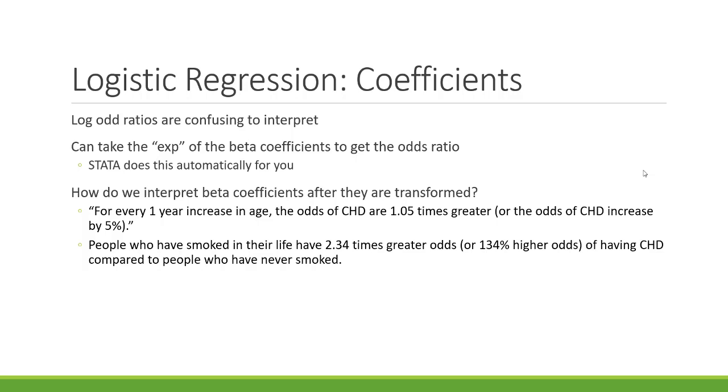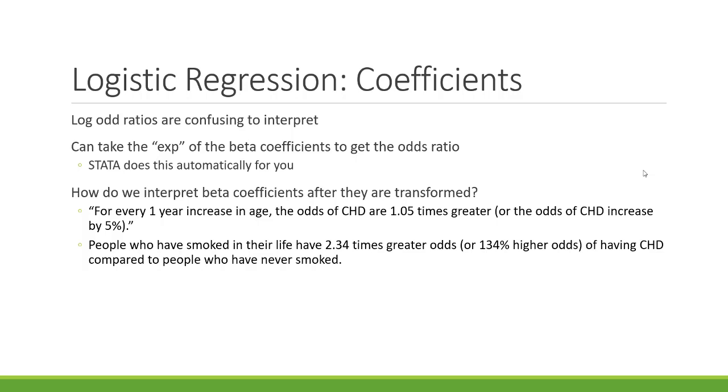All right, and then there's also one for if we had a binary variable. So in this case, it was looking at smoking. So people who have smoked in their life. If we got an odds ratio of 2.34, it would mean that people who smoke in their life have 2.34 times greater odds, or you can convert that to a percentage, 134% higher odds of having CHD compared to people who have never smoked.